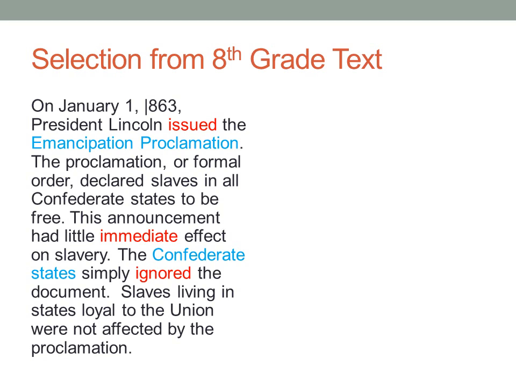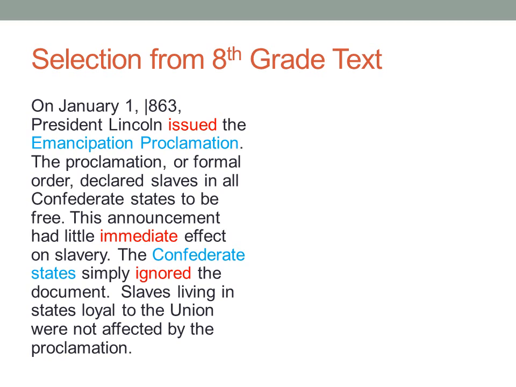Here's a selection from an 8th grade text. On January 1st, 1863, President Lincoln issued the Emancipation Proclamation. The proclamation, or formal order, declared slaves in all Confederate states to be free. This announcement had little immediate effect on slavery. The Confederate states simply ignored the document. Slaves living in the states loyal to the Union were not affected by the proclamation.